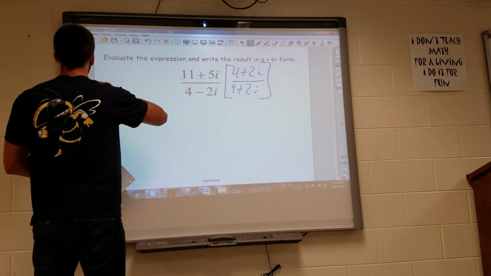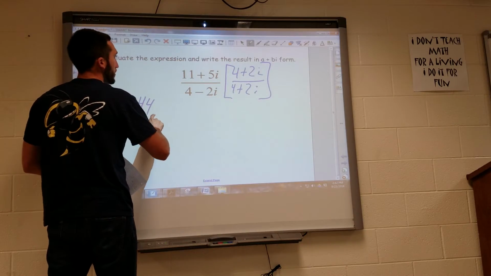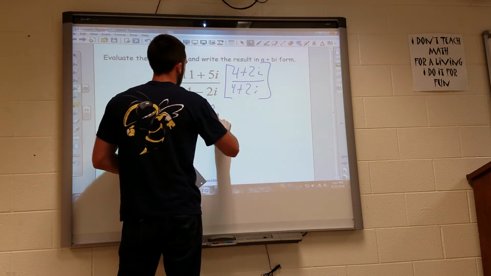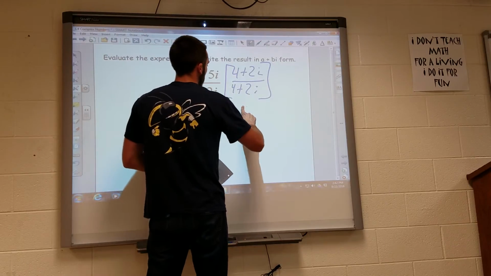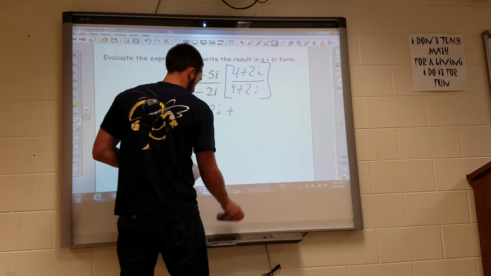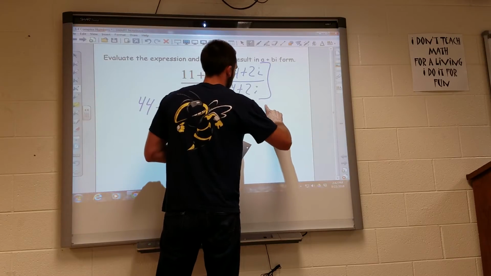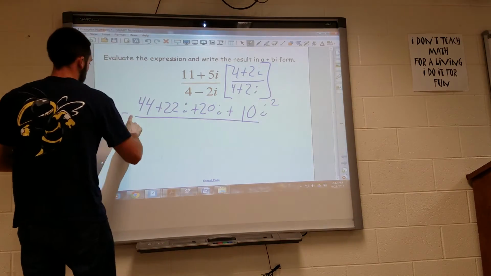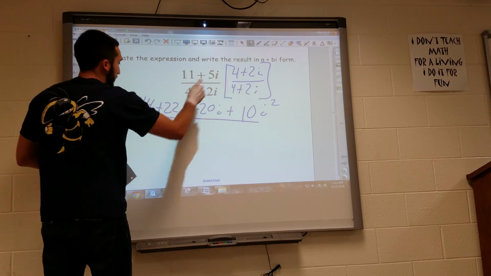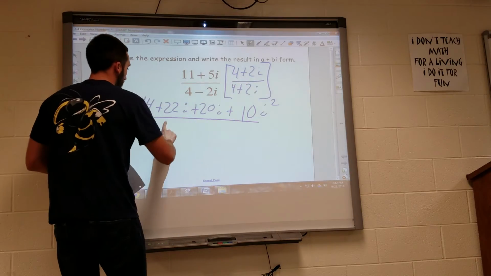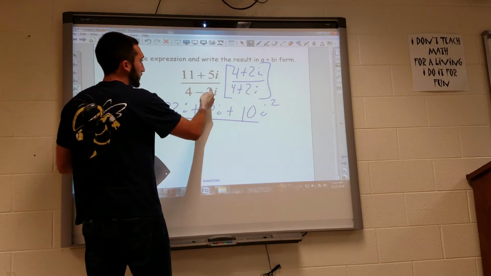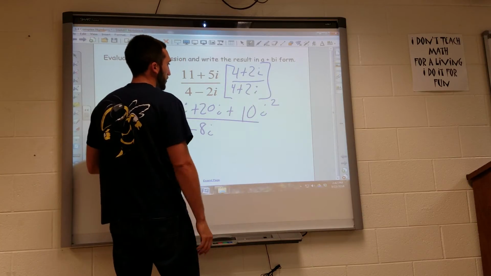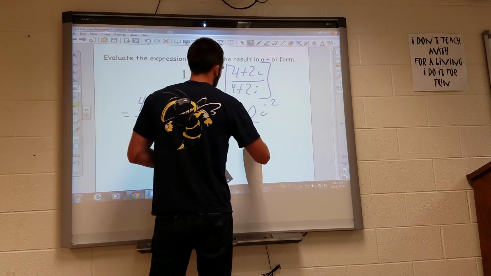So if I multiply straight across, I get 44 plus 22i plus 20i plus, not 5, 10 i squared. Okay, and then we divide that. 4 times 4, 16. 4 times 2i, plus 8i. Negative 2i times 4, minus 8i. And then negative 2i times a positive 2i is a negative 4i squared.